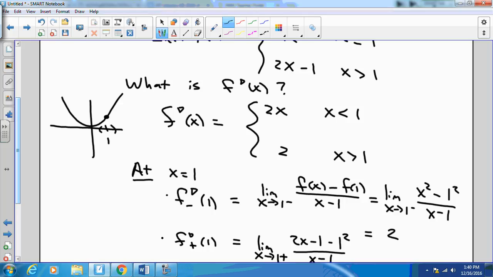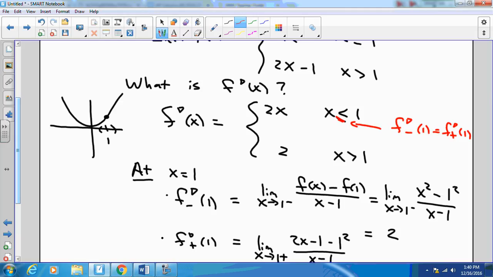So that allows me now to go back and put in an equal sign on either piece. And what allows me to put in this equal sign right here is because I checked f prime from the left and right.